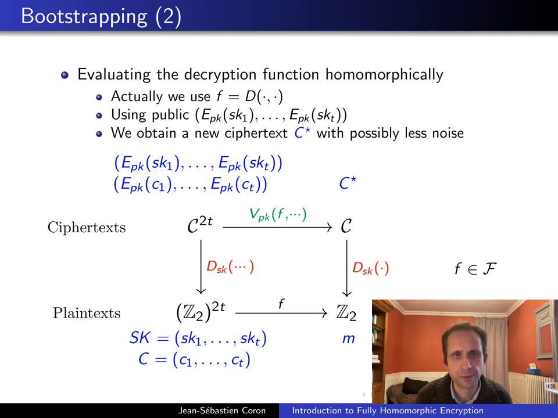But if we do the same in the ciphertext world, at the top, if we have the encryption of the secret key bits, the encryption of the SKi's, and the encryption of the ciphertext bits, the encryption of these ci's, when we publicly evaluate the decryption function f, we eventually obtain a new ciphertext C star as previously, but with possibly less noise. So this is a ciphertext refresh.